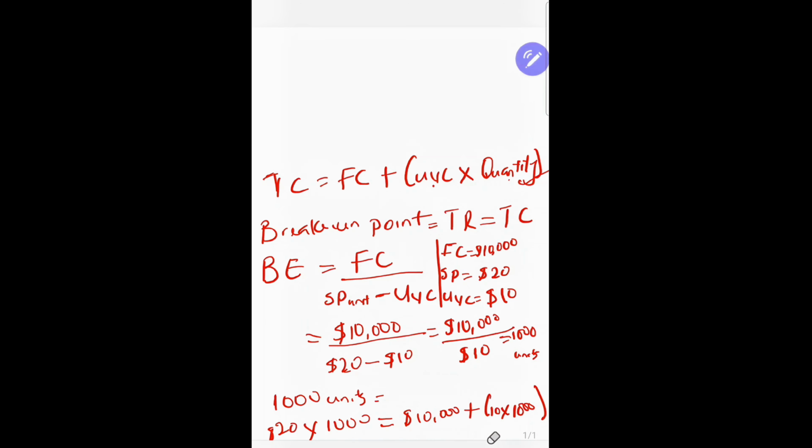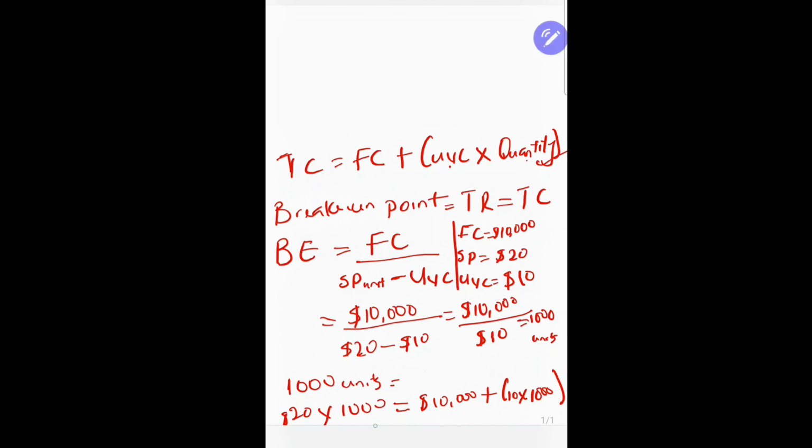So now let's solve this. $20 times 1,000 units will give us $20,000. And this one, 10 times 1,000 will give us 10,000. It will now be $10,000 plus $10,000. Remember, our fixed cost is 10,000, which is what is here. Our variable cost is 10 times 1,000, which is the units, which is what we have here.